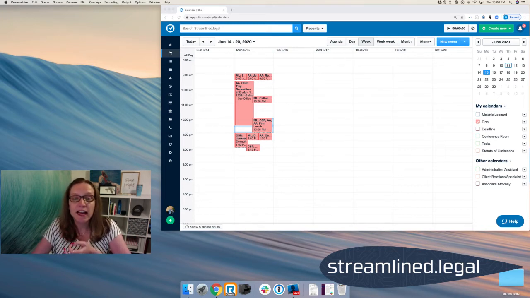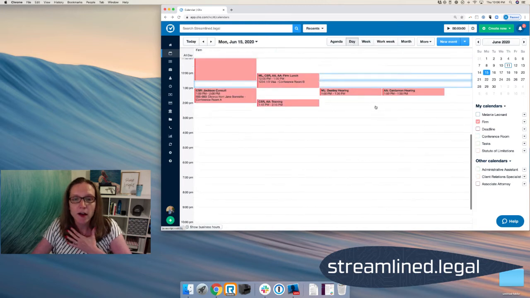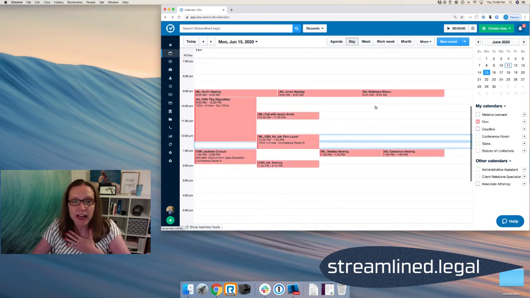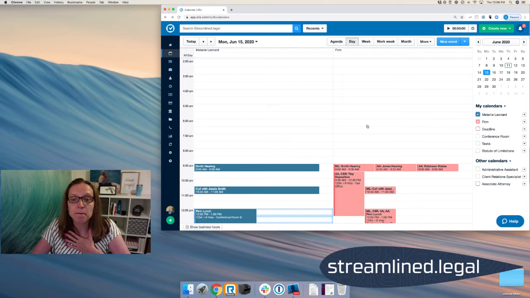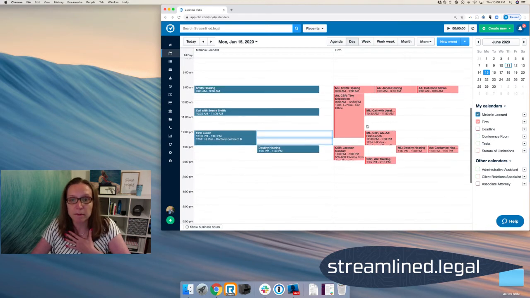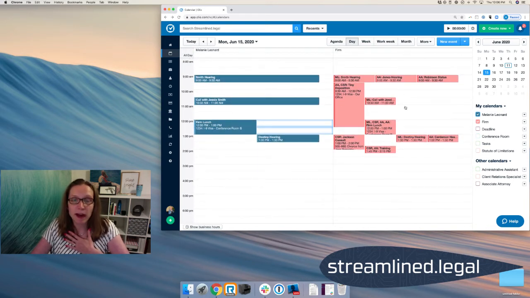If instead I now can put my own appointments, and I'm going to go down to a day view just to make this easier for you guys to see things. If instead I can take my own appointments and split them out, now I've got everything that's my responsibility in blue, and then just to compare it to, we have our old firm calendar on the right there.